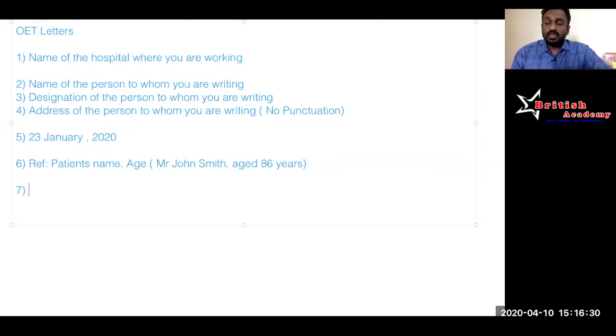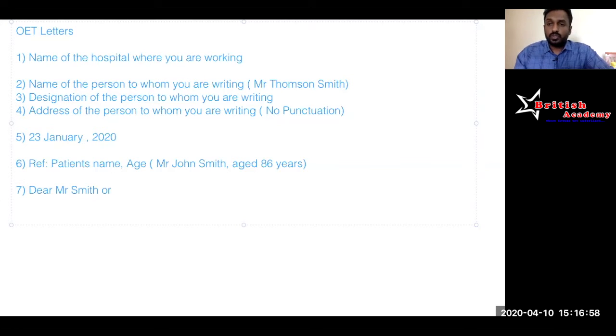Seventh point is your salutation. Now, salutation is like if you know the person's name. For example, the second point over here, name of the person to whom you're writing. The name of the person is Mr. Thompson Smith, for example. If we know the person's name, I would write, Dear Mr. Smith.